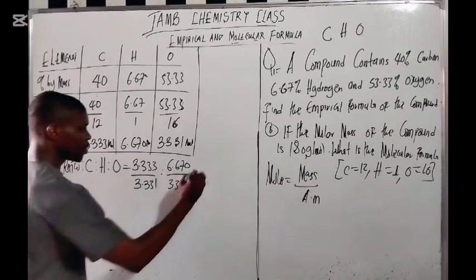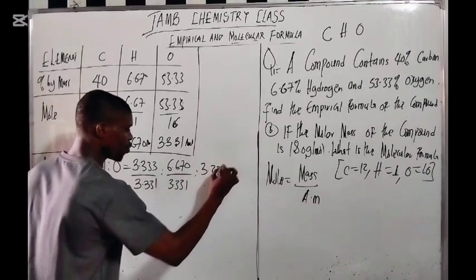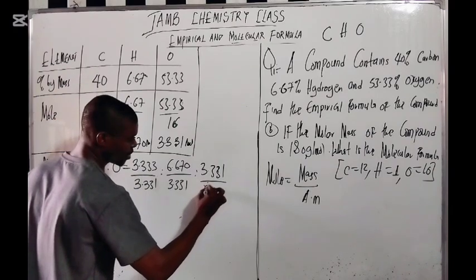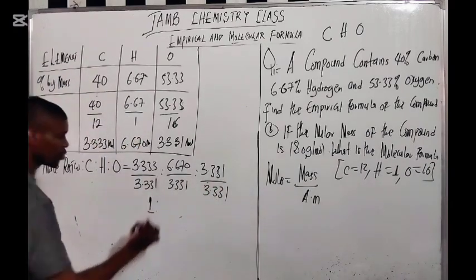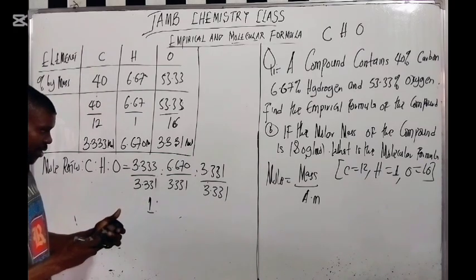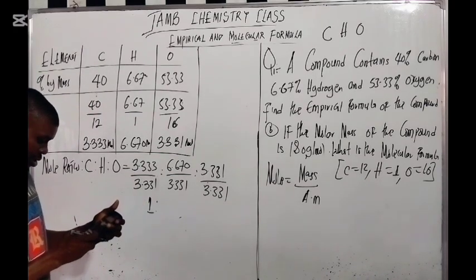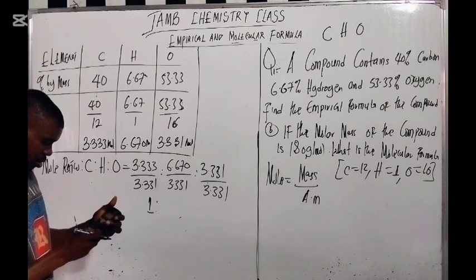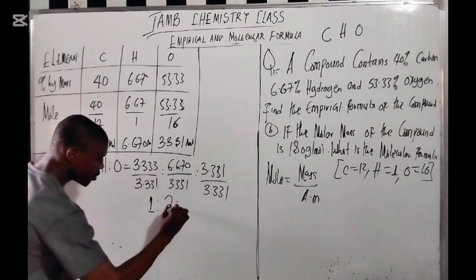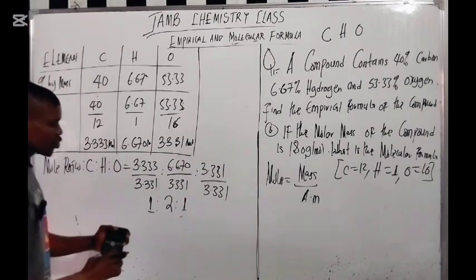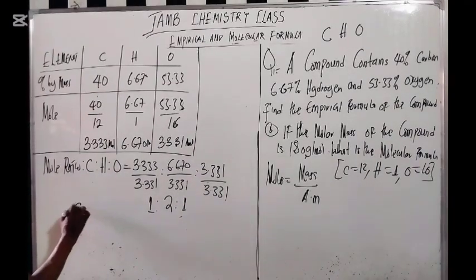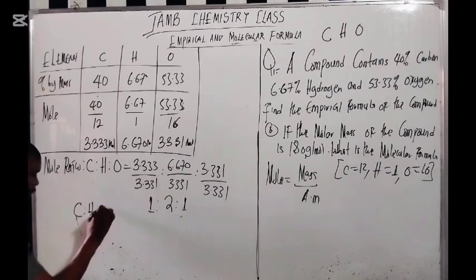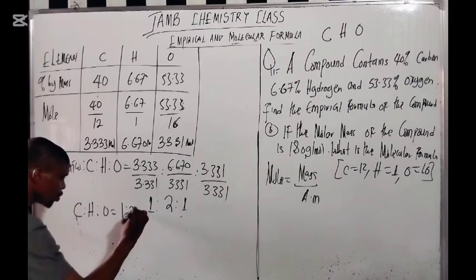1 ratio. 3.331 over 3.331, of course, is going to be 1 ratio. 6.670 divided by 3.331 gives 2 ratio. Okay. So these are my ratios here. If you check it very well, it means that the carbon ratio, hydrogen ratio, and oxygen ratio are 1 ratio, 2 ratio, 1.